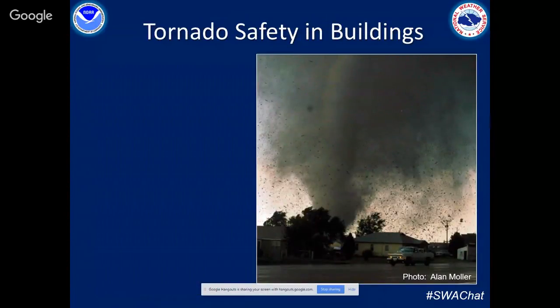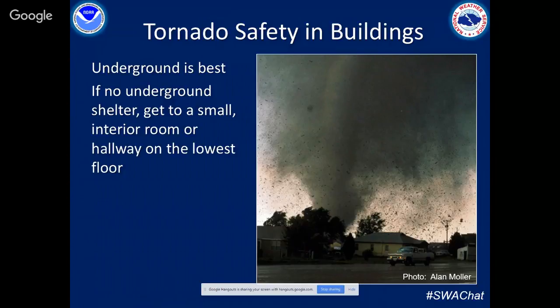So if you are at home, at work, shopping in the store, at school, and a tornado threatens, what should you do? Well, as I mentioned last slide, an underground shelter is the best place to be. But since not very many of us have underground shelters, what should we do then? Well, a small interior room or hallway on the lowest floor of the building is going to be the next best place to be. Small closets, interior hallways, windowless interior bathrooms, good places to be.